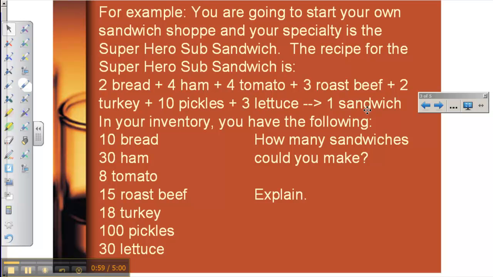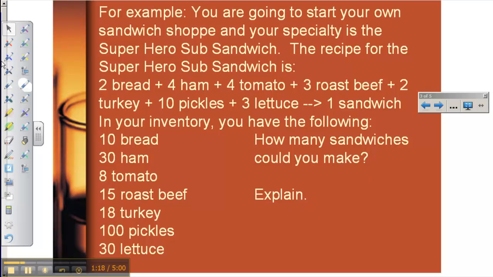Now, being new and all, we still got some learning to do. So this is what you have in your inventory. Okay, 10 bread, 30 ham, 8 tomato, 15 roast beef, 18 turkeys, 100 pickles, because you know they come in a big jar, and 30 pieces of lettuce. So if this is your inventory, how many sandwiches could you make and why?